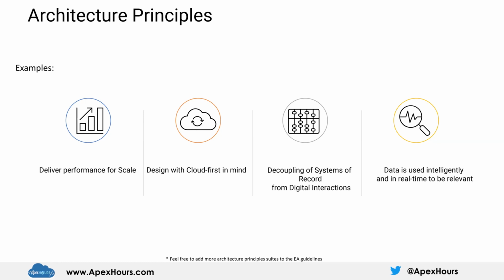It's very important to understand. For example, one of the architectural principles, the third one, is decoupling of the system of record from the digital interactions. So you need to think about how we should avoid any point-to-point integrations and make sure that we have the ESB layer in between, integrating data between the two systems.